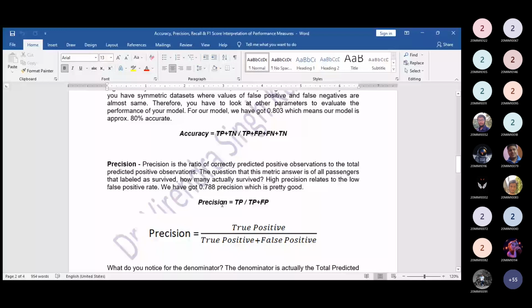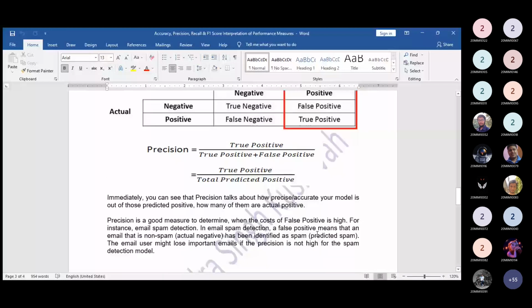So we can write our equation like this: true positive divided by the total predicted positive. Again, precision, recall, F1 score and accuracy are parameters which are not required to be calculated manually. We can directly calculate them without any problem by using Python libraries. Next, after this point, we have some other parameters.